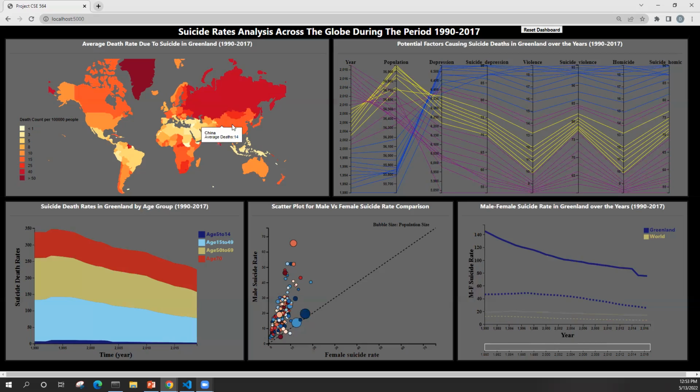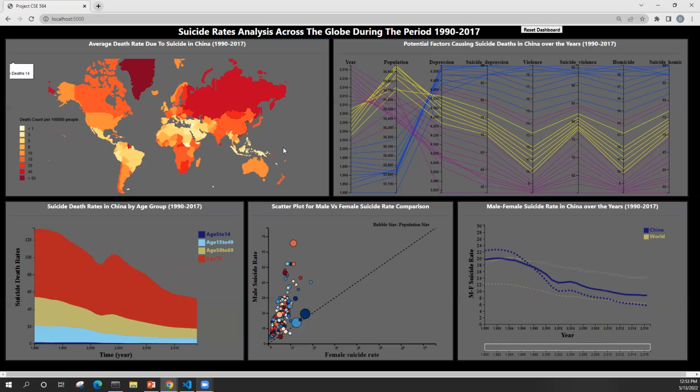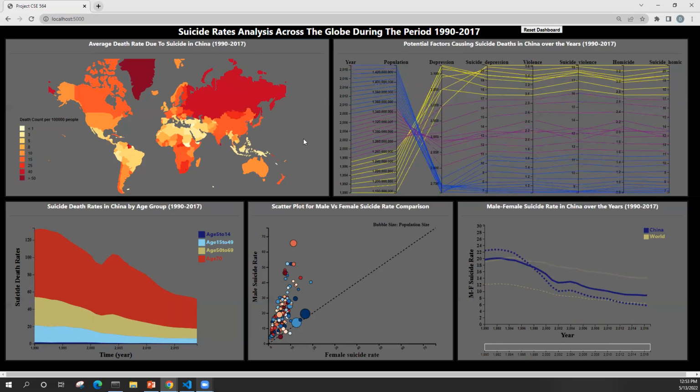Now moving on to the next country, that is China. While selecting China, everything got updated with respect to China. China is one of the countries that has been leading in curbing suicide rates and has experienced the highest fall during these years.